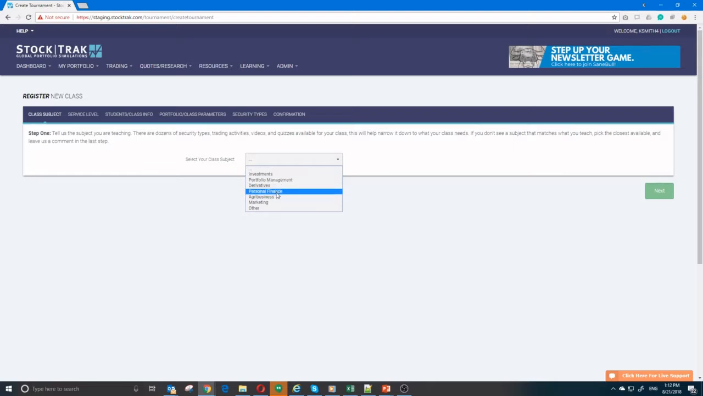By choosing personal finance, it's going to strip down a lot of the extra stuff that your class won't need. So your students won't have to worry about futures and options. It's really going to be a simple stocks, ETFs, mutual funds, and bond simulation.